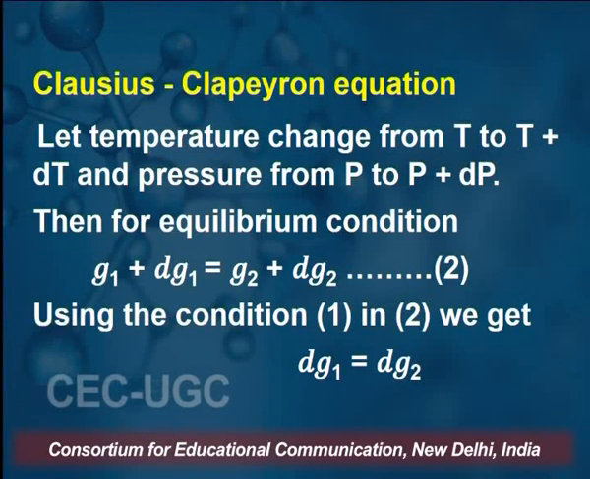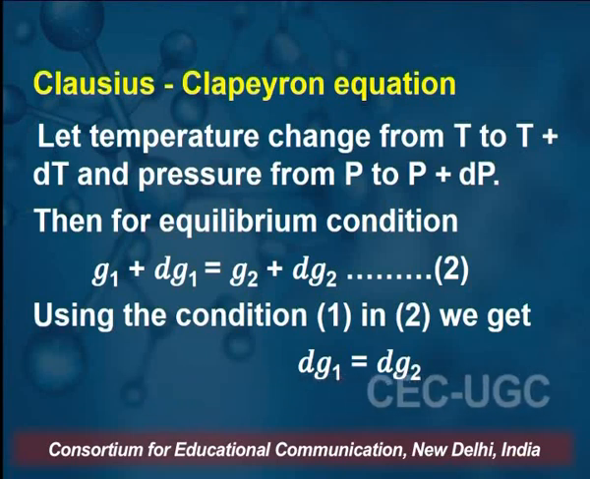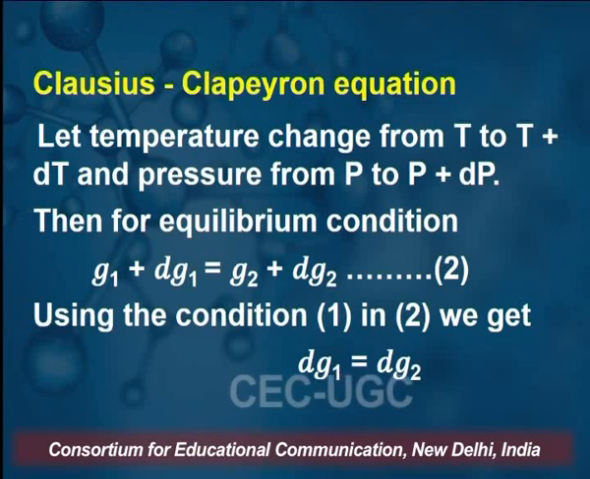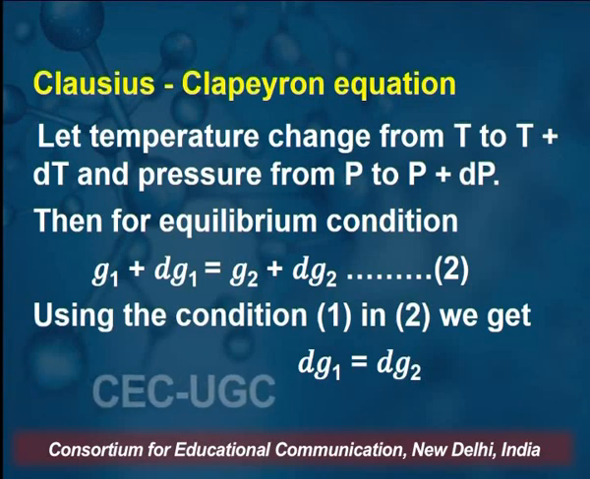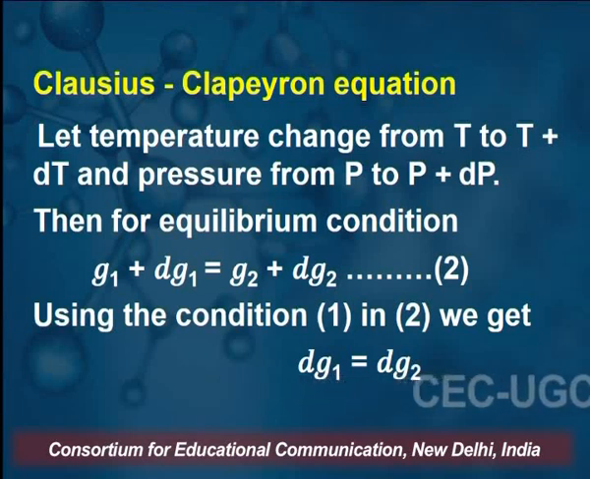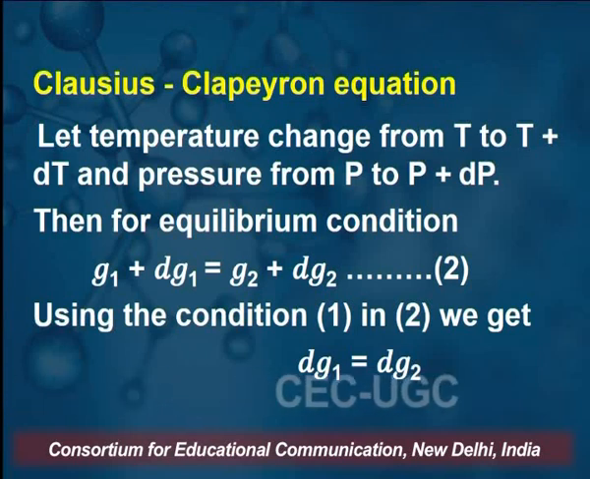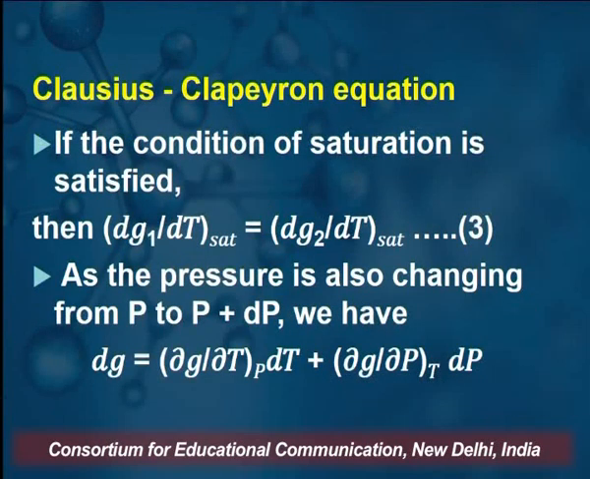Now, let us change the temperature from T to T plus dT and the pressure from P to P plus dP. Then, for equilibrium conditions, we have G1 plus dG1 is equal to G2 plus dG2. Using the condition 1 in equation 2, we get dG1 is equal to dG2. If the condition of saturation is satisfied, then because dG1 is equal to dG2, it follows that dG1 by dT under saturated condition is equal to dG2 by dT under saturated conditions. Call this expression 3.